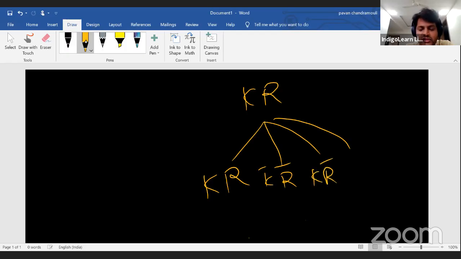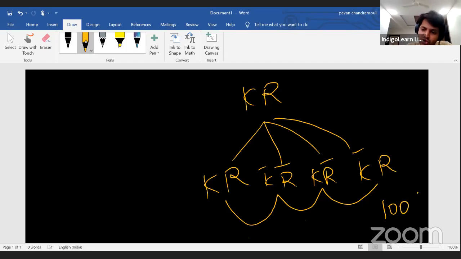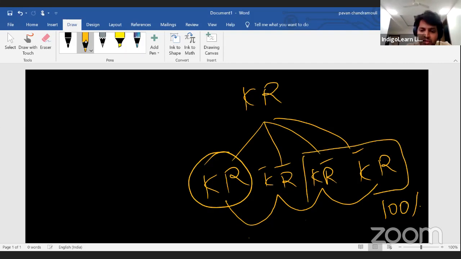K R bar, that means Kohli scores a century, R does not score a century, that is Rohit. Or you can have K bar R, that means Kohli does not score a century, Rohit scores a century. When you add the probabilities of all 4, you will get 100%. So you can't say that because this is 60% KR, that means both of them scoring a century, these two will add up to 40%. That means you are basically ignoring this K bar R bar. This sample has 4 outcomes. You can't say there are only 3 outcomes.